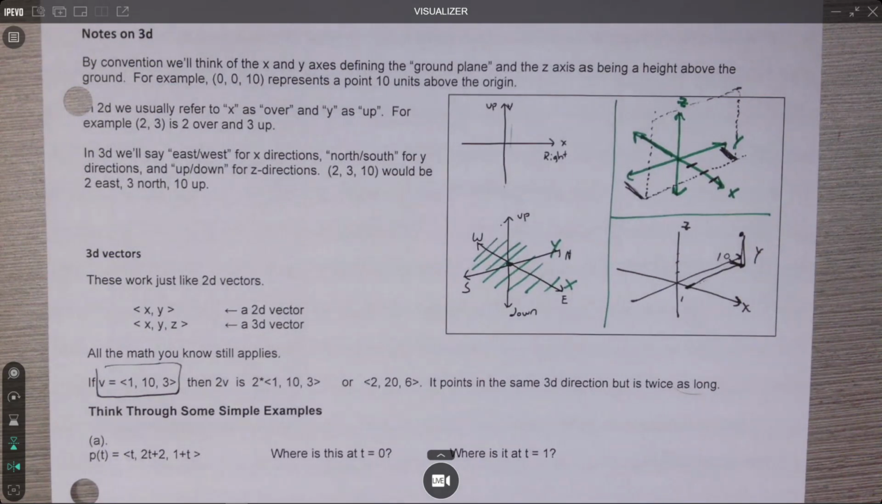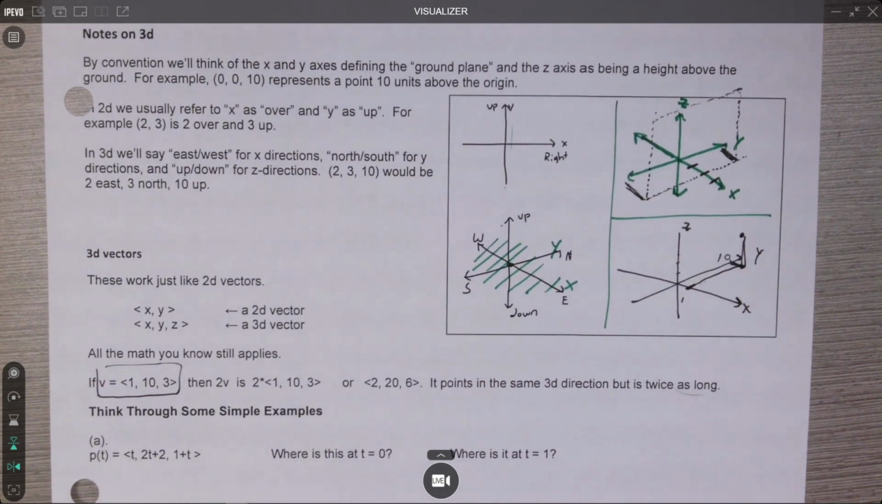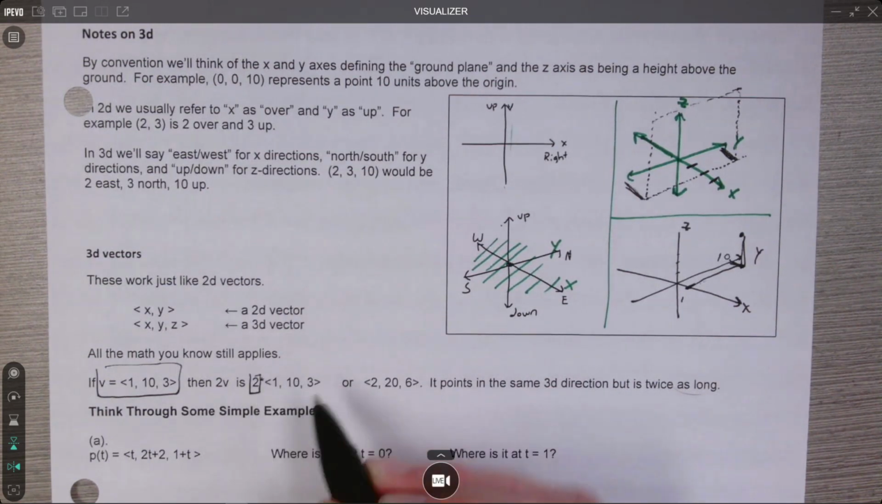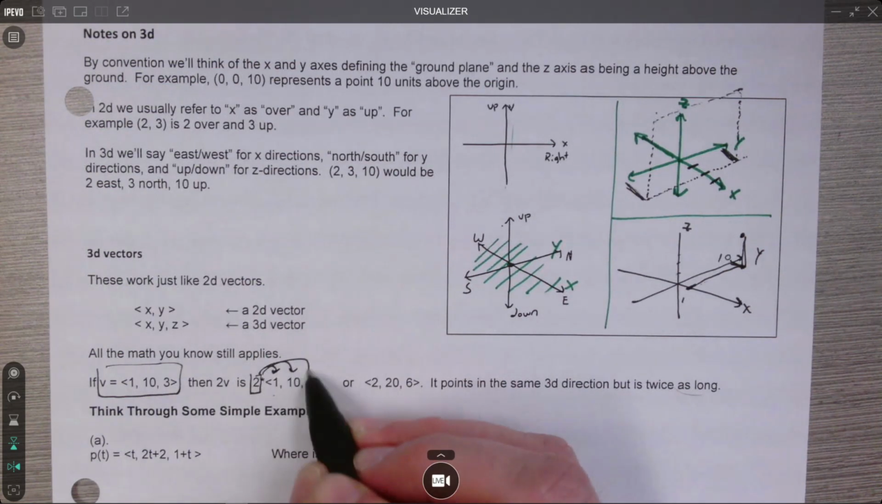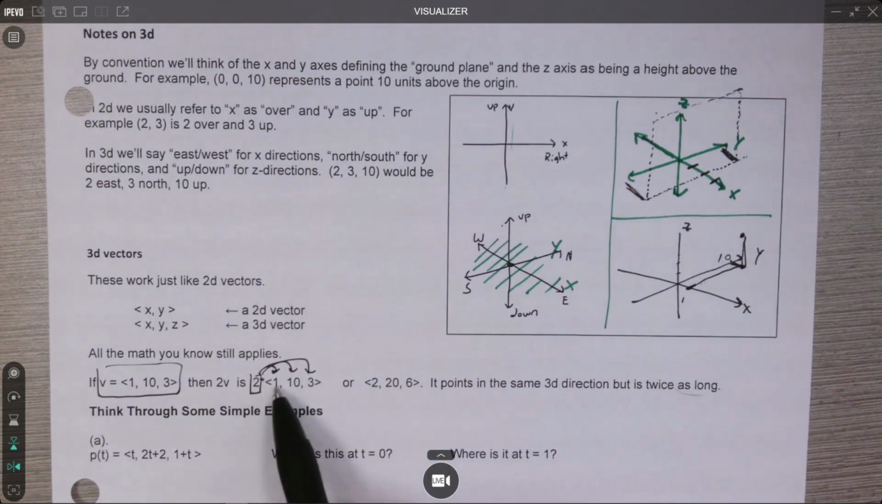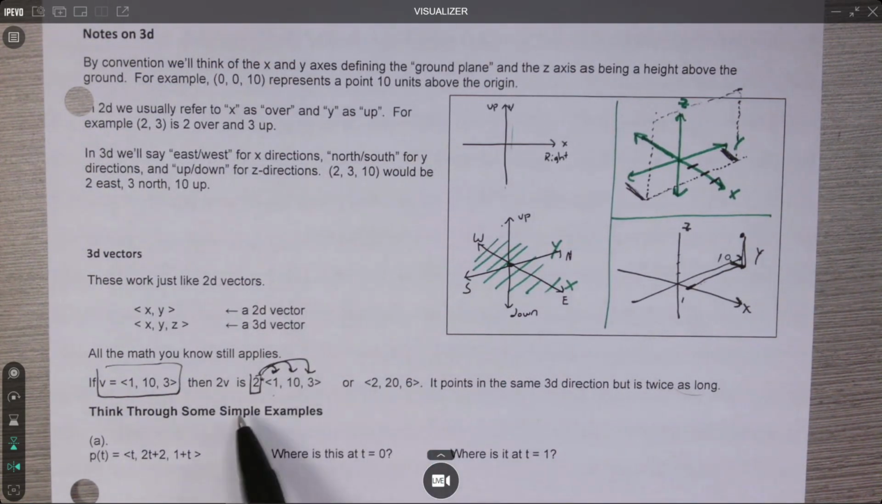All the math that you know about vectors applies to 3-dimensional vectors just the way it applies to 2-dimensional vectors. So if you have a scale factor on the outside, you can think about that as multiplying each of those distances separately. So 2 times 1 means change by 2, 2 times 10 means change by 20. So you can think about scaling vectors by scalar amounts, just the same.